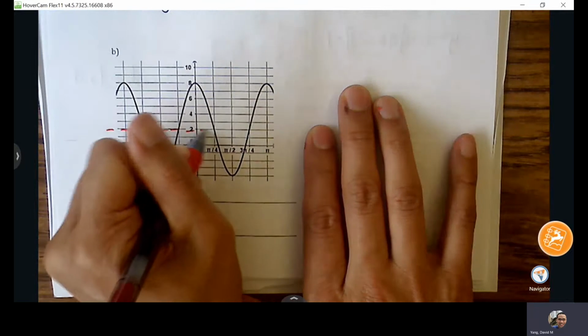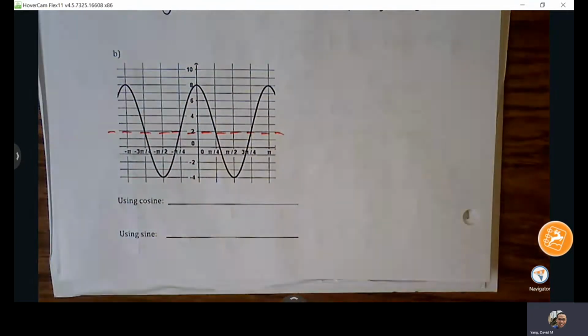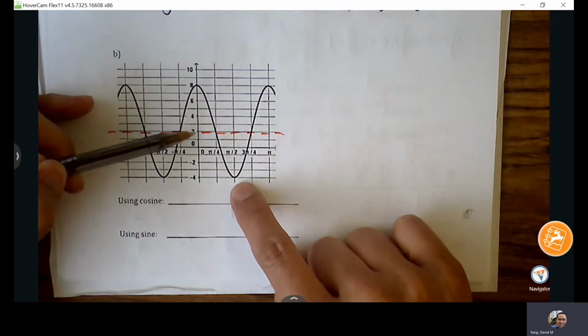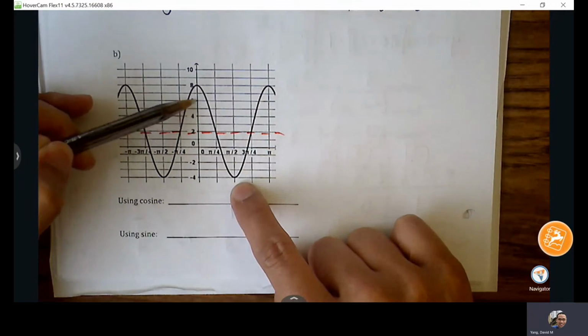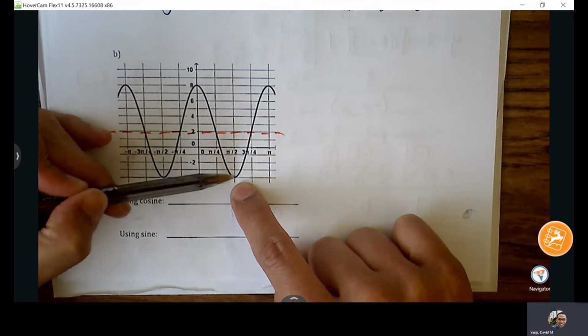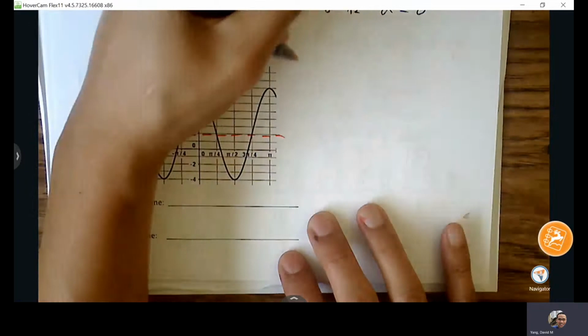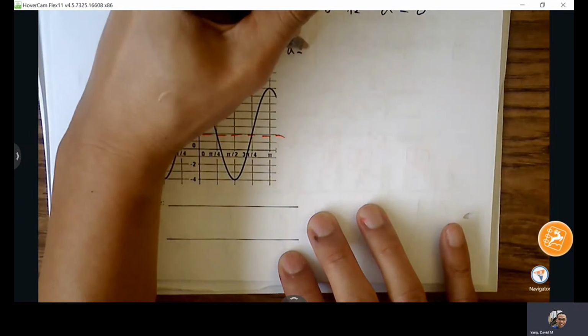You can always confirm by counting from the dotted line. It should be the same distance to the peak as it is to the valley. So 1, 2, 3, 4, 5, 6. 1, 2, 3, 4, 5, 6. Well, that tells us our A value, right? So that makes it quick there.